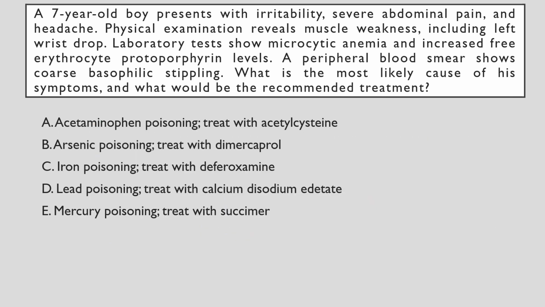Let's have a look at the second question. A 7-year-old boy presents with irritability, severe abdominal pain, and headache. Physical examination reveals muscle weakness, including left wrist drop. Laboratory tests show microcytic anemia and increased free erythrocyte protoporphyrin levels. A peripheral blood smear shows coarse basophilic stippling. What is the most likely cause of his symptoms, and what would be the recommended treatment?